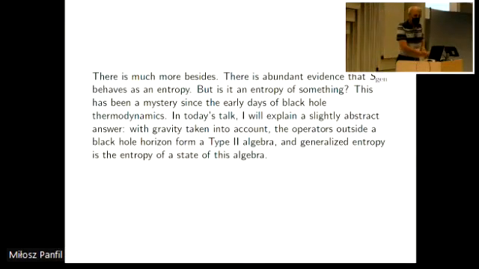In today's talk, I'll explain a slightly abstract answer. With gravity taken into account, the operators outside a black hole horizon form a type 2 algebra, and generalized entropy is simply the entropy of a state of this algebra.